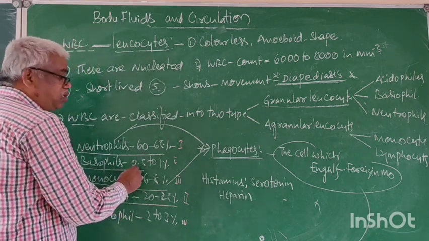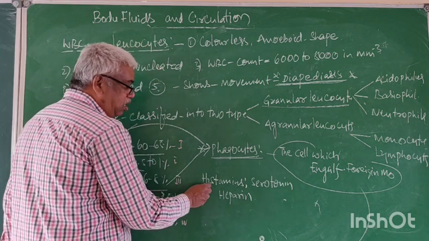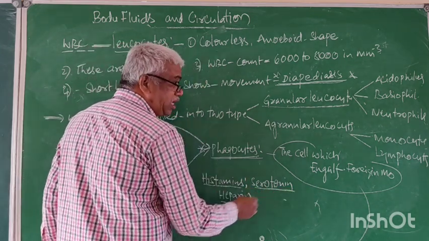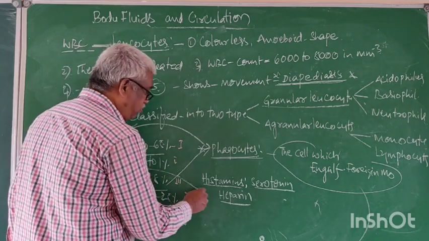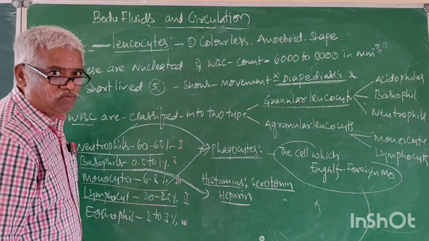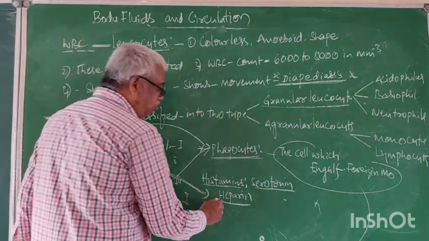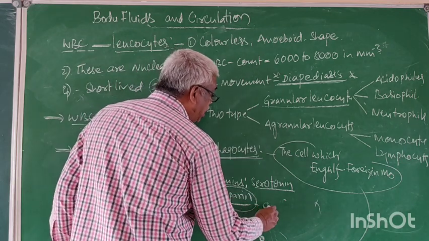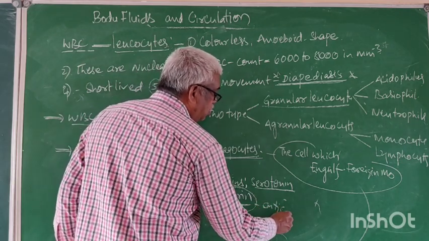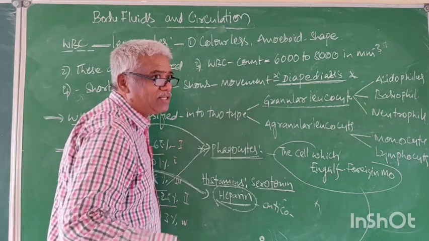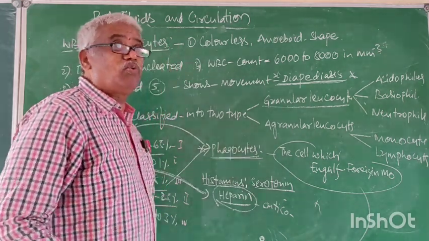Now what is this? Basophil. The basophil produces chemicals: histamine, serotonin, heparin. These are the three chemicals which are produced from basophil. Among these three, what is this? Heparin. Anticoagulant. Not coagulant, anticoagulant. Fibrinogen is coagulant.